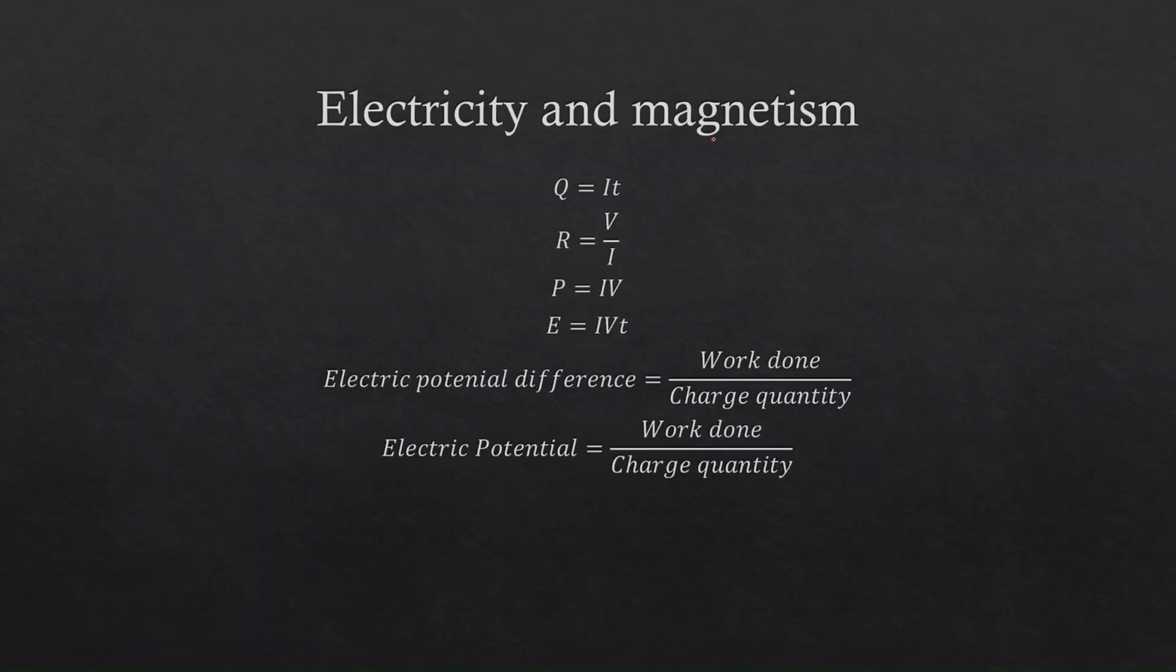Then you have electricity and magnetism. Charge is equal to the current into time, and therefore current is equal to charge by time. Resistance is equal to voltage by current. Power is equal to current into voltage. Energy is equal to current into voltage into time, because energy is nothing but power into time. And potential difference and electric potential, basically voltage, is equal to work done by charge quantity, which basically means joules per coulomb.